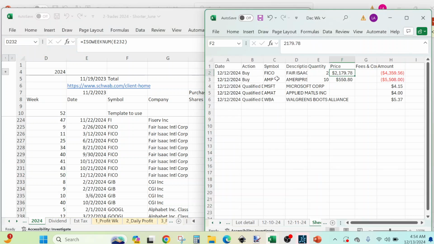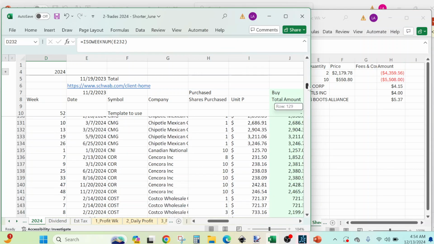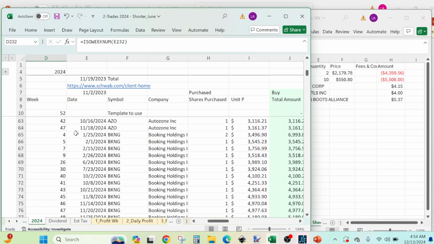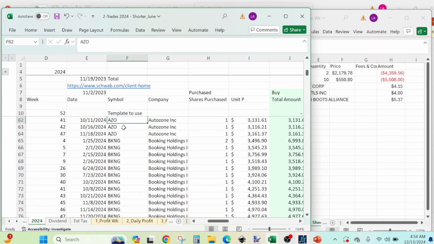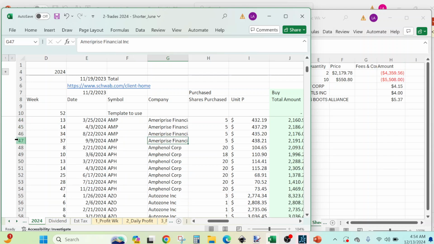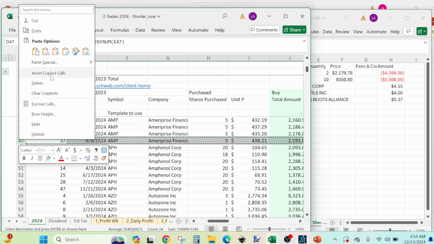So now we record FICO there. We will go to AMP as well. We didn't sell anything yesterday, we just purchased. So we are going to go to AMP, and we are going to copy the last row of that and paste it.